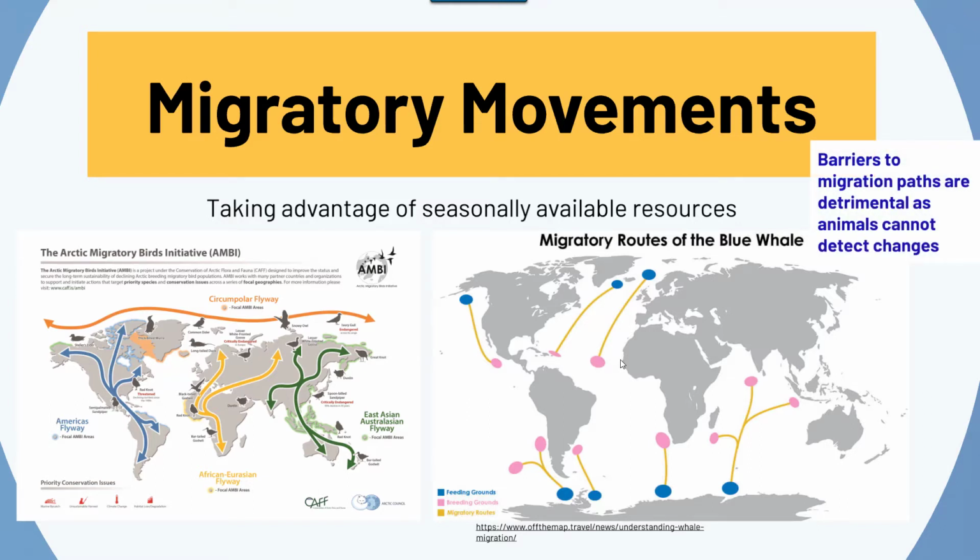However, it's important to note that barriers to these migration paths are detrimental because animals cannot detect those changes. They're not able to determine those large-scale distances or changes in the environment or the corridor that enables them to get to these different breeding grounds or feeding grounds. So that can have a huge impact on a lot of these highly migratory species.